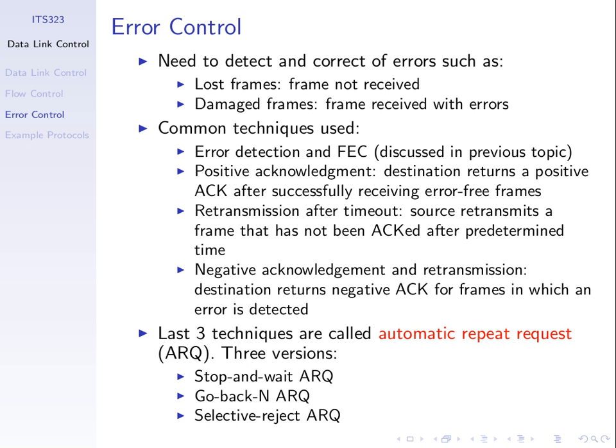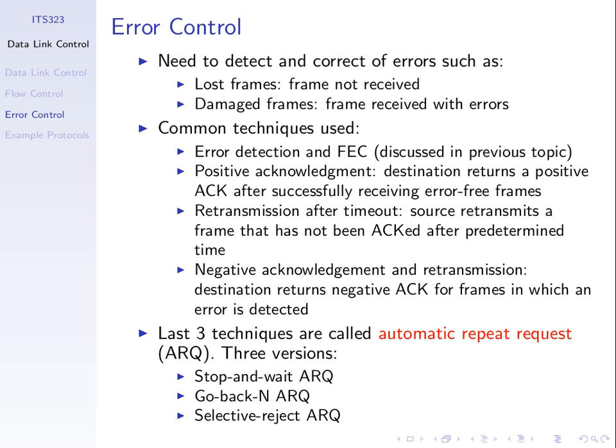3 main approaches: positive ACKs, retransmissions with timeouts, and negative ACKs. A positive ACK is I send a frame. If the receiver receives it correctly, they send back a positive acknowledgement saying, thank you, I received that frame correctly. That's if everything goes fine. In that case, if I send a frame, I expect to receive a positive ACK back. I send a frame. If it's received successfully, I should receive an acknowledgement back saying, thank you, I received that. If I send a frame and I do not receive an ACK back, I may retransmit.